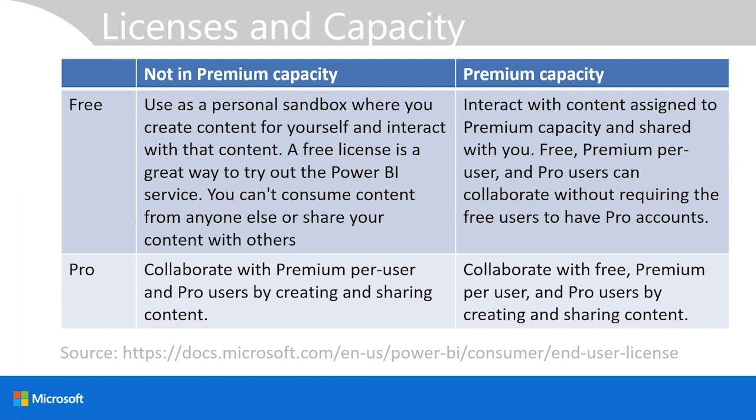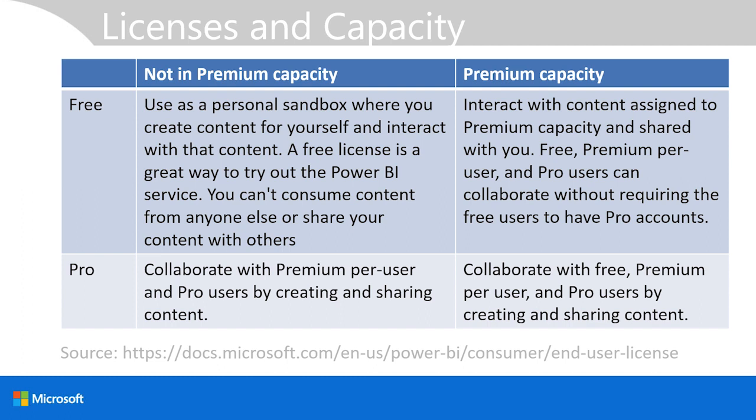From a Pro perspective, if the content is in non-Premium capacity, you can collaborate with Premium Per User and Pro users by creating and sharing that content. If you have a free license and the content is published into Premium capacity, you can interact with content assigned to Premium capacity and shared with you. Free, Premium Per User, and Pro users can collaborate without requiring the free users to have Pro accounts. And lastly, if you are a Pro user and the work is sitting in Premium capacity, you can collaborate with free, Premium Per User, and Pro users by creating and sharing content. That's a great table matrix that shows all this.